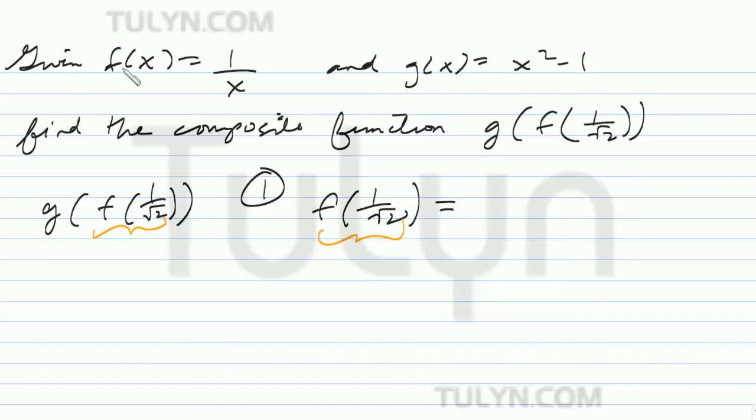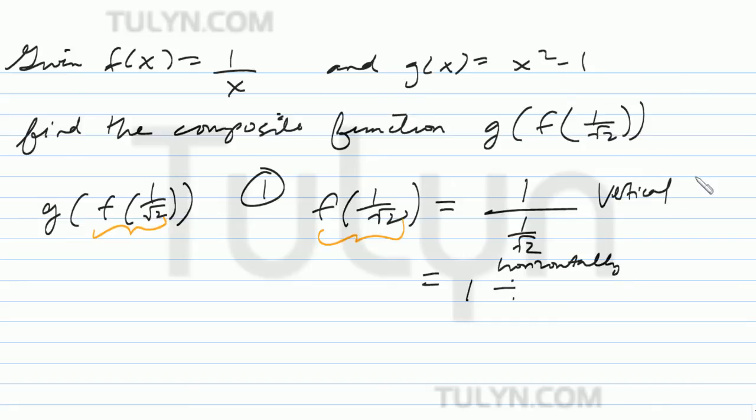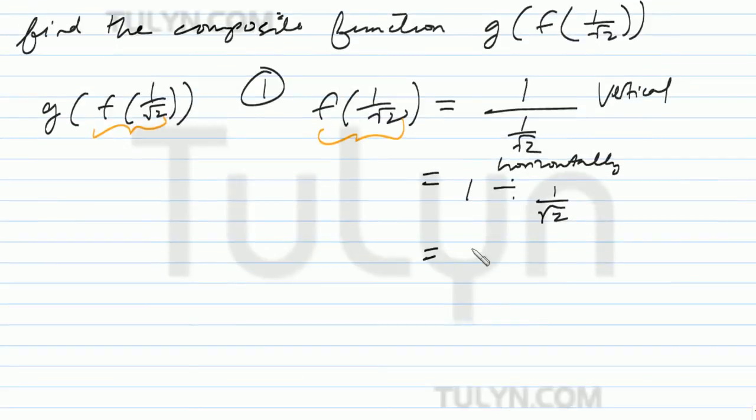f of x says whenever you're given something for x, go ahead and find the reciprocal. The reciprocal of 1 over radical 2. This is vertical, right? I'm going to write it horizontally, spread out from left to right instead of up to down. 1 divided by 1 divided by radical 2. So it's 1 times, and this turns into multiplication and the reciprocal, so radical 2 over 1.